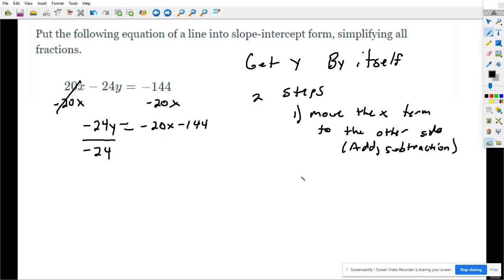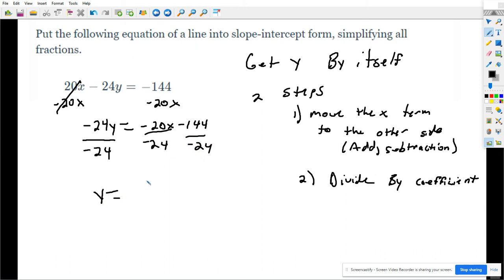Divide by the coefficient. So the second step is to divide by the coefficient. You could multiply if it's a fraction by the reciprocal, but this specific example is divide. So I got y is equal to, and then we're going to reduce the fraction. If you forget how to reduce the fraction, you've got to get a calculator out or go to Desmos. These ones are both divisible by 4. So this would give me a 5 over 6x. And then divide negative 144 by negative 24, and that gives you a 6. A negative divided by a negative is a positive, and here's my slope-intercept form.